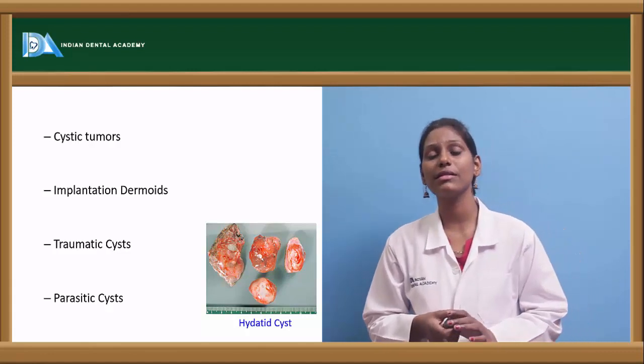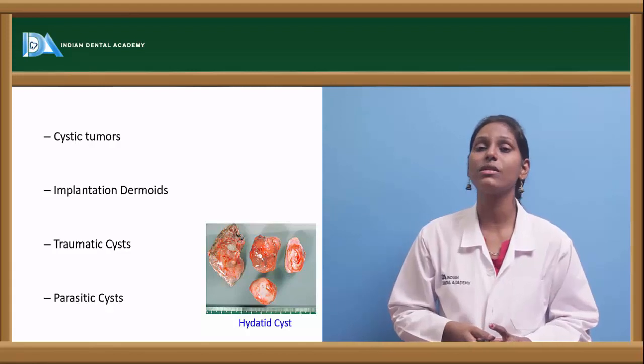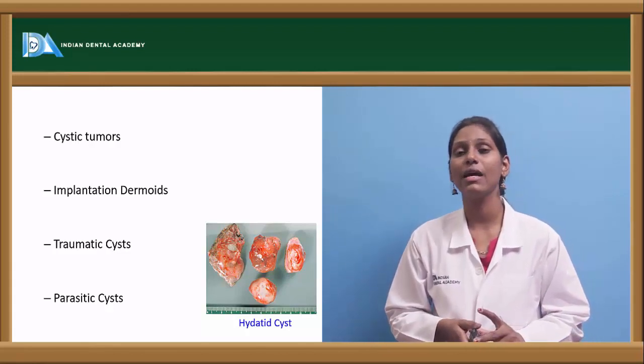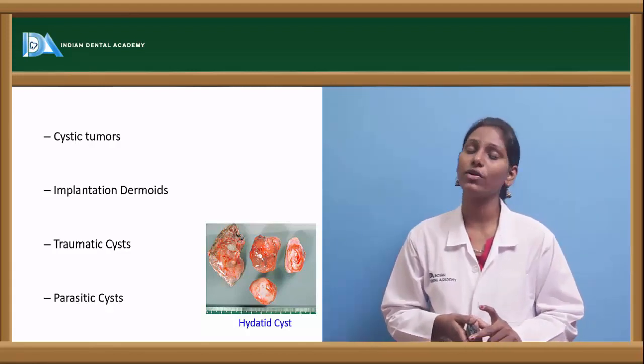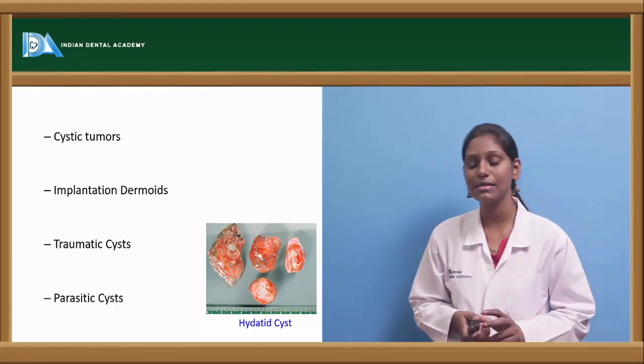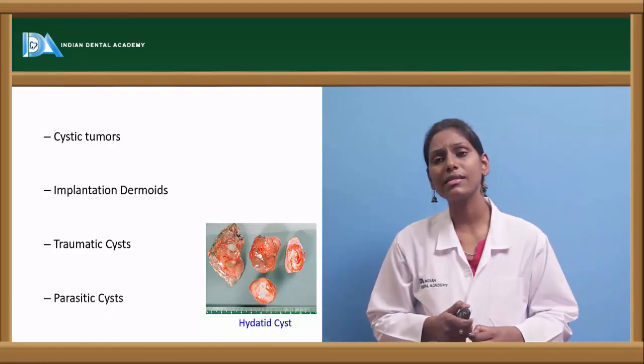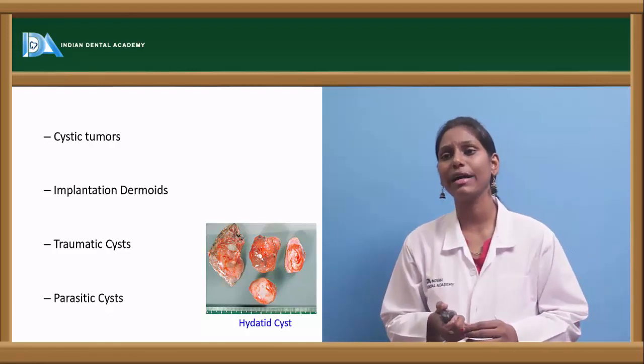Parasitic cyst, as the name itself tells us, is mainly because of parasitic infections, and the most common one which we see is hydatid cyst, and we also see cysticercosis. Cysticercosis is because of Taenia solium, and hydatid cyst is because of Echinococcus. Here we see a picture of hydatid cyst.